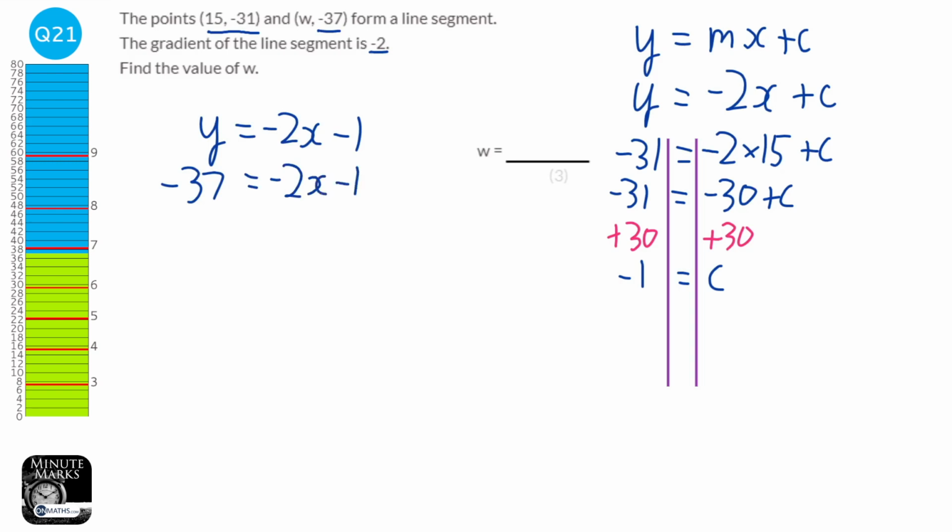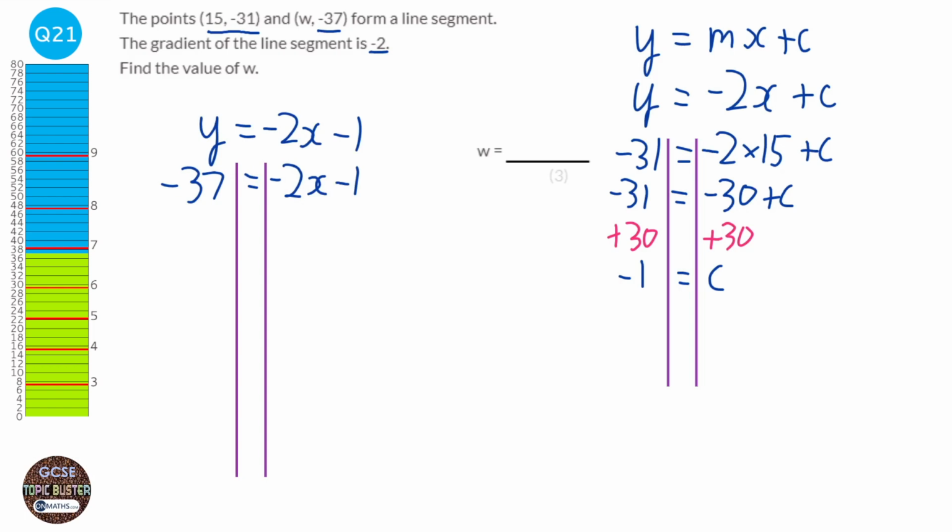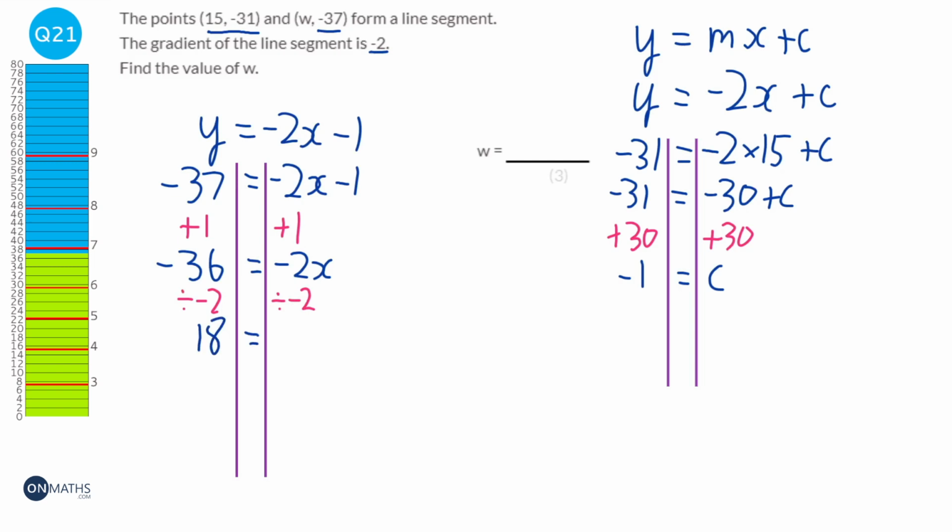So let's get our solving lines in. Okay, so the first thing I'm going to do is add 1 to both sides. And so it would be -36 equals -2x. I'm going to now divide everything by -2, and a negative divided by a negative is positive. 36 divided by 2 is 18. And then obviously that gets rid of the coefficient of the x, so it's just x. So x equals 18. So the x value is 18 and the x value is the w value.